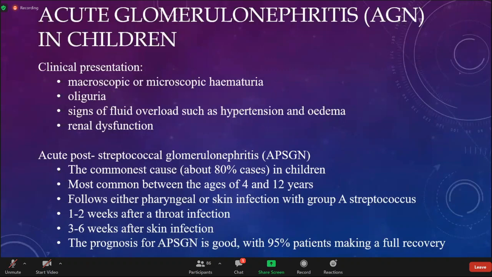That usually follows pharyngitis or upper respiratory tract infection or skin sepsis. If it follows a sore throat or upper respiratory tract infection, it is usually 1 to 2 weeks. Following that, you develop features of AGN. But if it's a skin infection, it takes about 3 to 6 weeks. Prognosis is excellent. 90% of them recover fully.